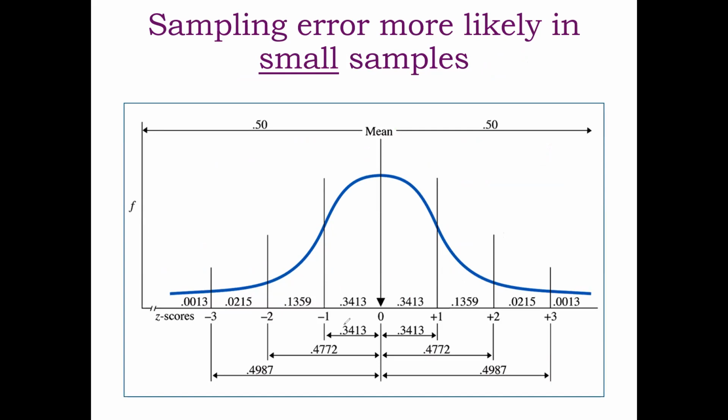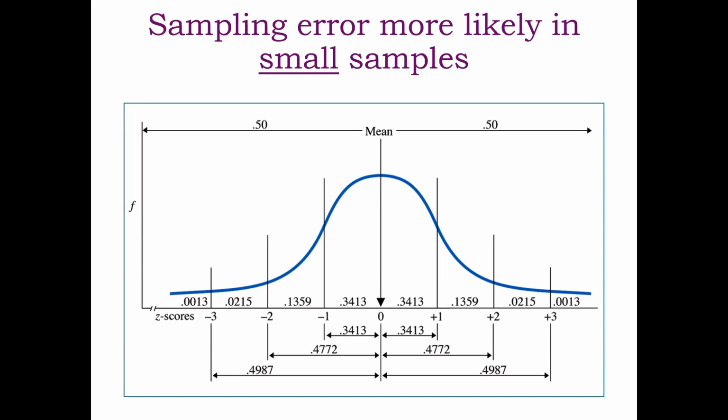Here we have the mean. An accurate sample might be all here, but what if we collect a small enough sample that all of our participants can be extreme scores? If there's a big sample, it's going to be more representative because there just aren't that many extreme scores to select from. So sampling error is always more likely in small samples. The bigger sample you can get, the better.